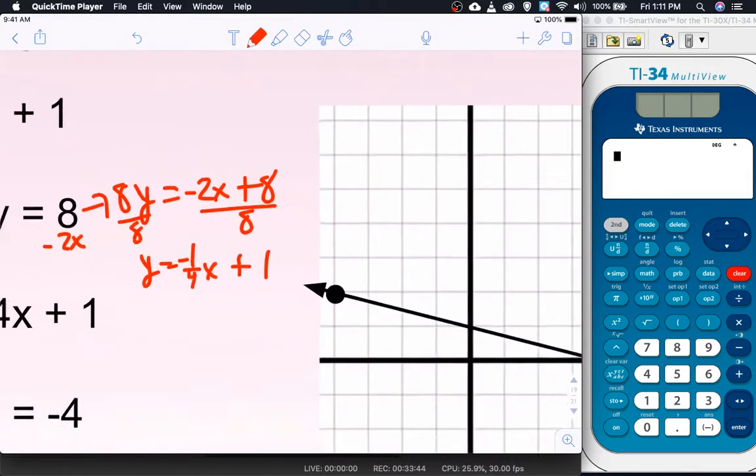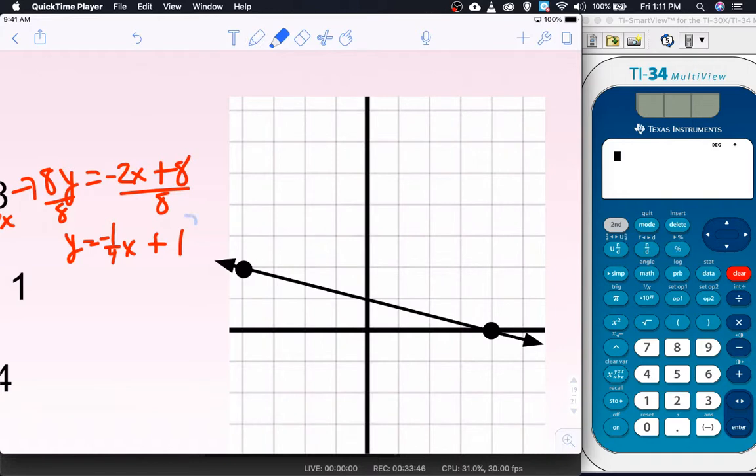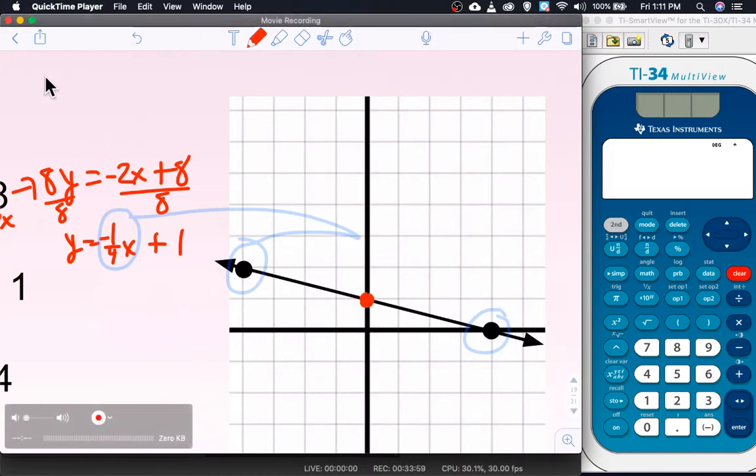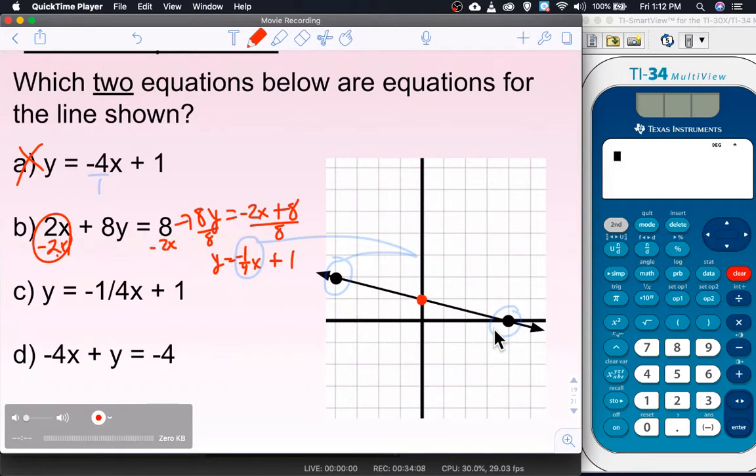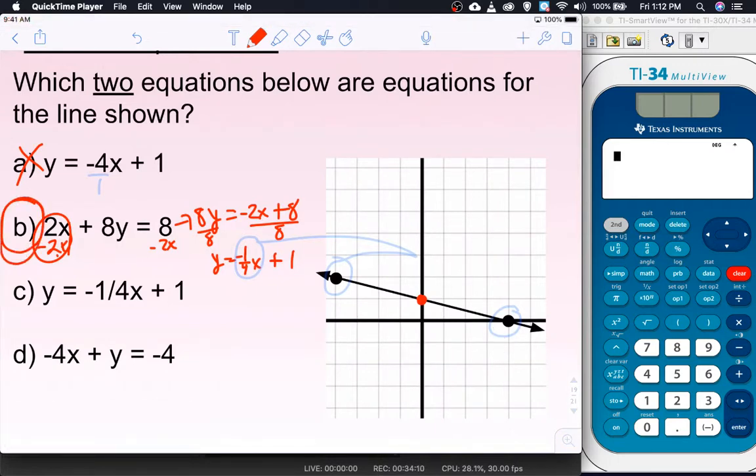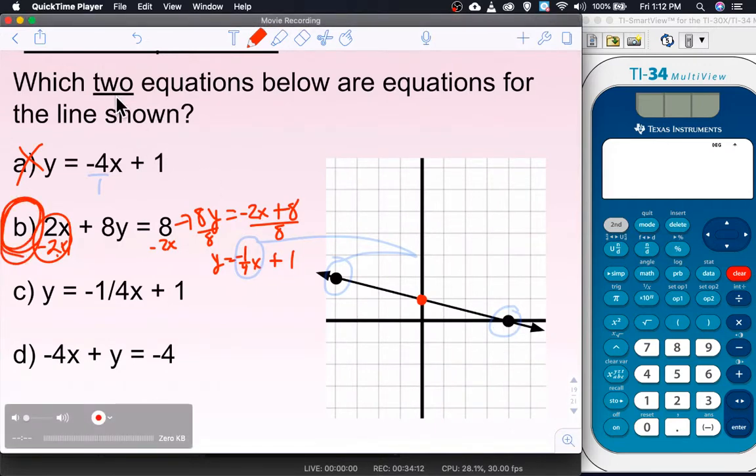All right, let's see if that one works. Does this line have the correct y-intercept? It does. Does this line have the correct slope from one point to the next? And it may help if you add in this point here. Is that slope down 1 over 4? Yes, down 1 over 4. So letter B is one of the correct answers. Now the question said which 2 equations, so there's another one.